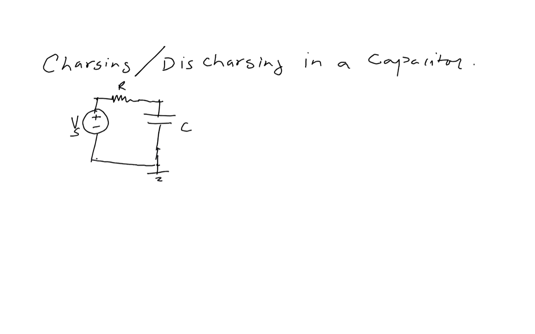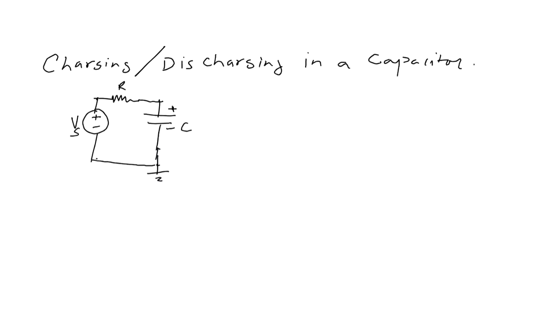So the question here is, when you apply a voltage source to a capacitor, this voltage charges this capacitor with the polarity as shown in the figure. And if you disconnect this voltage source, then the capacitor will find a path to discharge the charge from its plate.